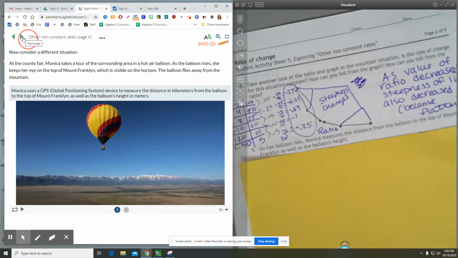So we got Monica. Monica takes a GPS. Guys, that's like our Google Maps on our phones. I don't know if you remember the days that we had GPS units in our car. I think now, if the cars have it, we call it built-in navigation. So with this, Monica is doing a hot air balloon ride. She's going to be watching the mountains out here in the distance. And as she gets higher and higher, she wants to pay attention to how far she is from the mountains.